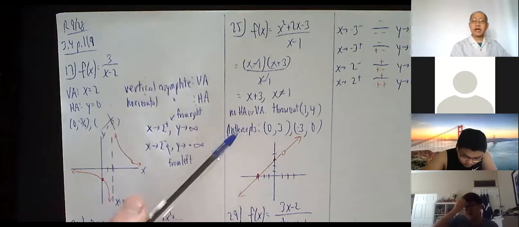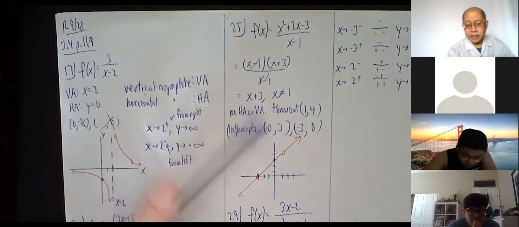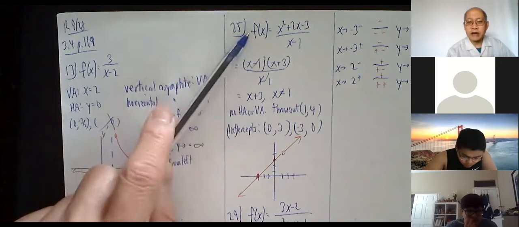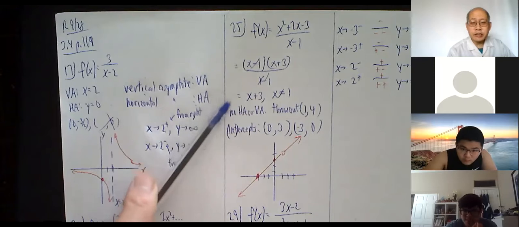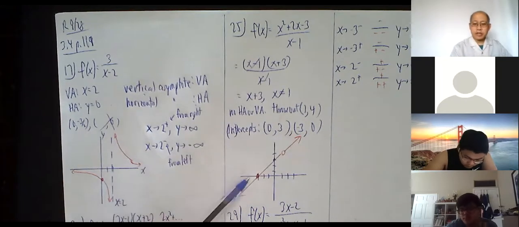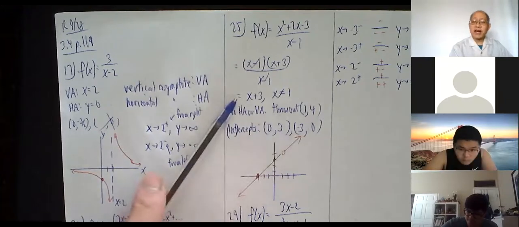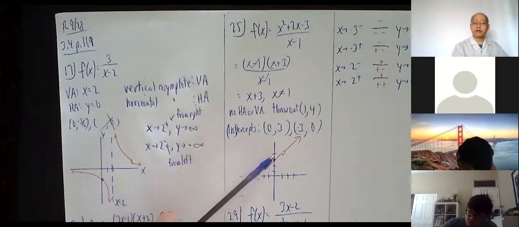I can still do the intercepts. That's easy. What do you get when x is 0? 3. And what do you get when y is 0? Again, f of x is 0. Put a 0 right here. 0 equals x plus 3, subtract 3. So x is equal to negative 3. Okay, so there's negative 3, 0, 0, 3. There's the graph, which is the entire line, y equals x plus 3, except I punch a hole at 1 comma 4. Right there.